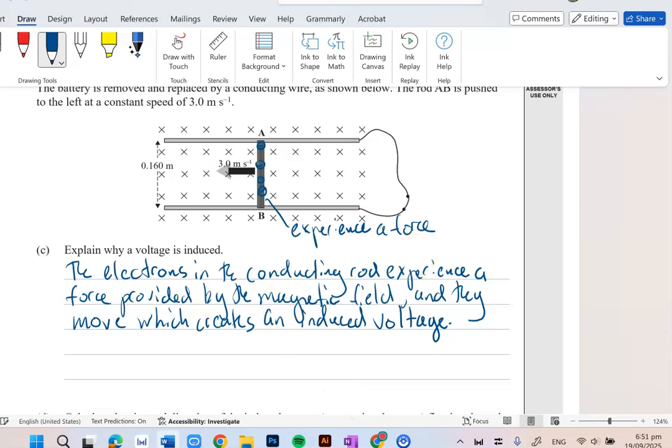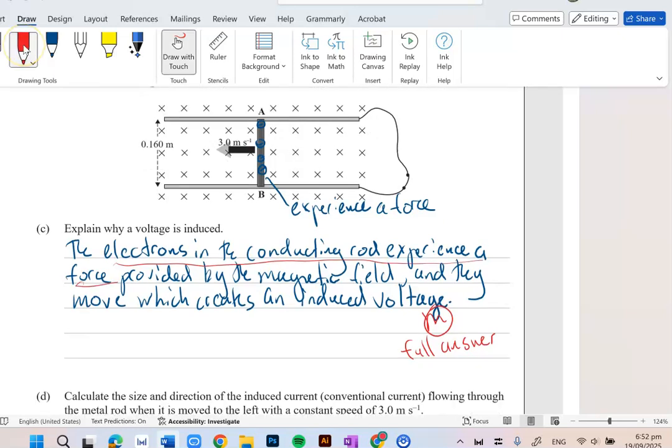So this is a merit question. You need to have a correct explanation for merit. So you basically needed to have talked about the conducting rod having electrons and that they experience a force which causes the induced voltage. So I'll just write merit is like full answer. Okay, achieved is partial explanation. So maybe just talking about the electrons in the conducting rod experience. So just up to there would be an achieved.